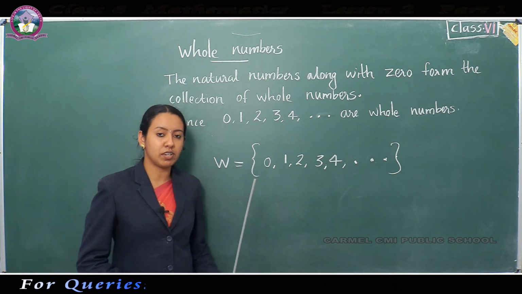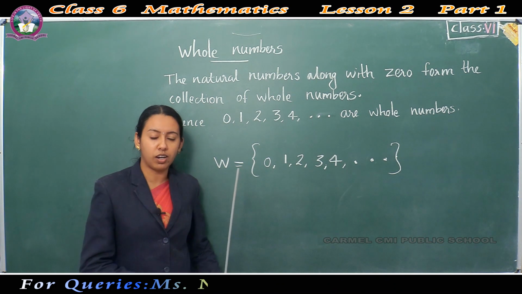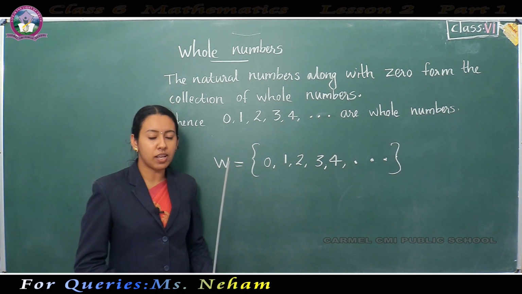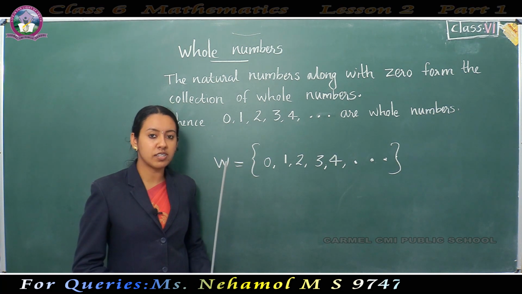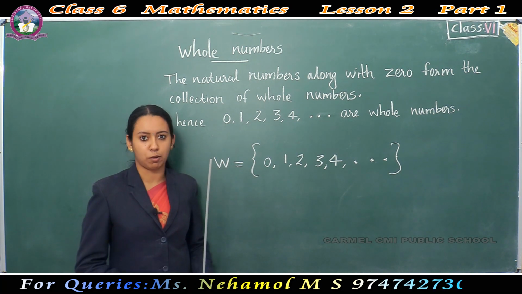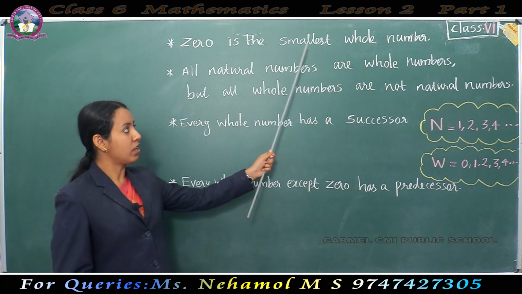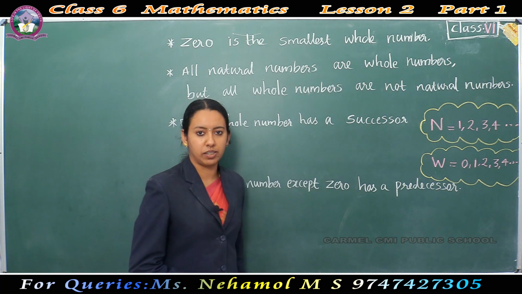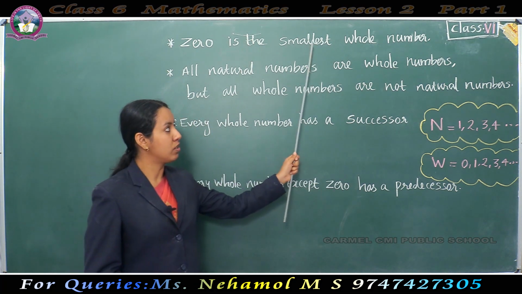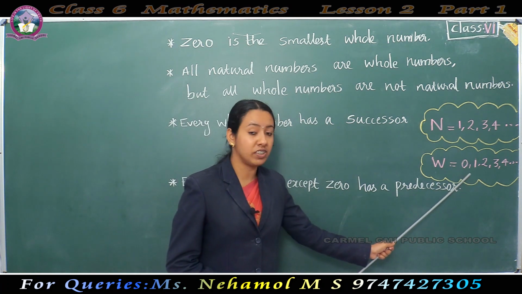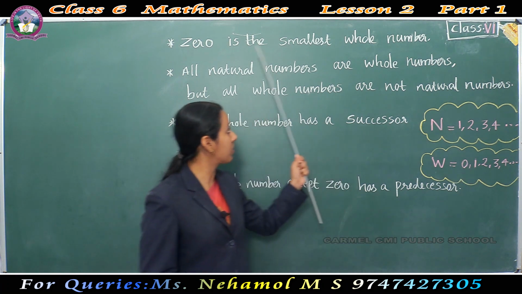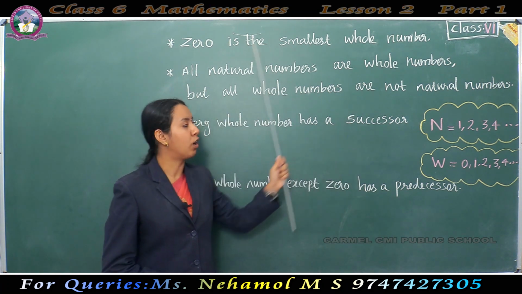Then what is the difference between natural numbers and whole numbers? Natural numbers start with 1 and whole numbers start with 0. 0 is the smallest whole number. We know that whole numbers start with 0. So 0 is the smallest whole number.